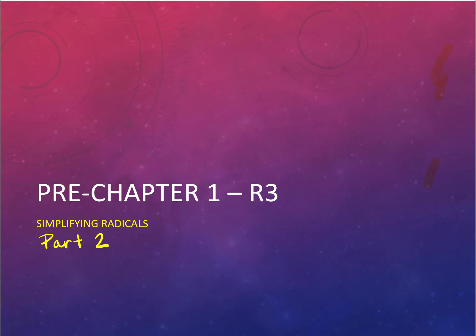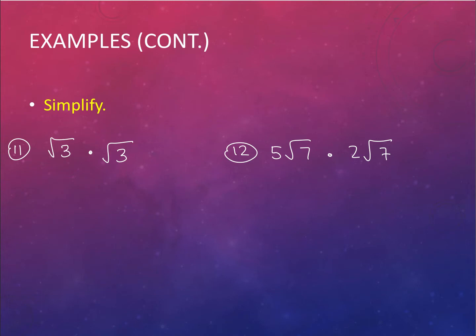All right, so R3 notes. This is part 2, but again, we're simplifying radicals. We're just adding on a little bit more to it today. So looking at example 11, here we're multiplying two radicals together.